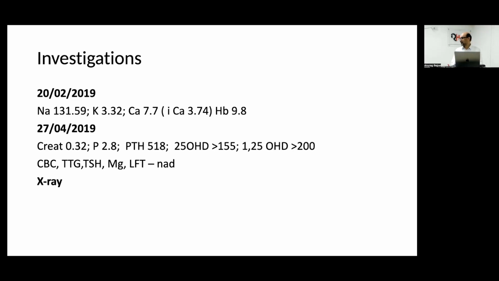This was a big catch, because of this calcitriol, we were thinking that this would be more like a vitamin D dependent type 2 or a resistant form. But I think this is something important. It's a message for us also to take a very close history on that. And his full blood count, TTG, thyroid test, magnesium, liver function, they're all normal.